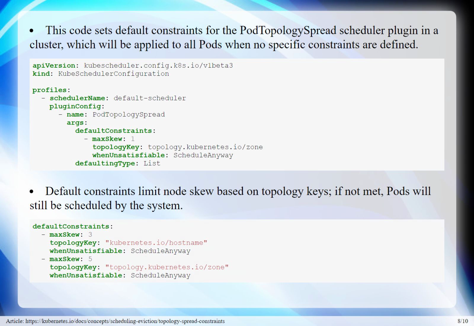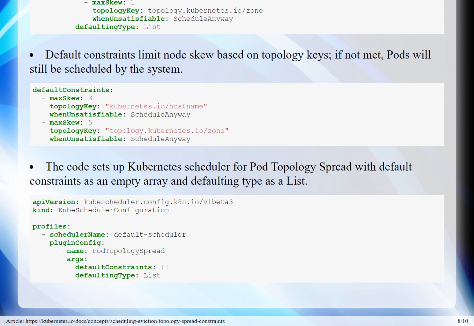These default constraints set a maximum skew of 3 for the nodes based on the hostname topology key, and a maximum skew of 5 for the nodes based on the zone topology key. If the constraints cannot be satisfied, the scheduler will prioritize scheduling the pods anyway. This code defines a Kubernetes scheduler configuration for the default scheduler, specifying the plugin configuration for PodTopologySpread. It includes an empty array for default constraints and specifies that the defaulting type is a list.